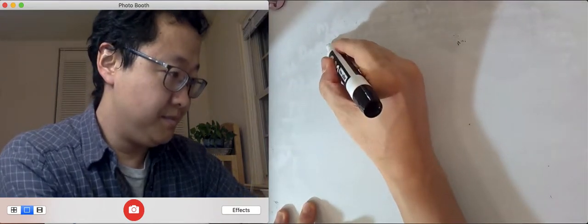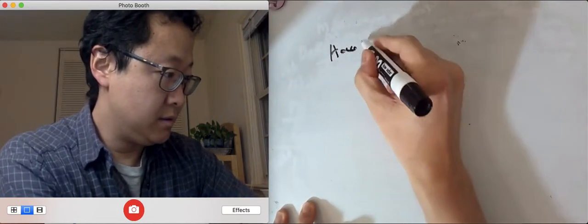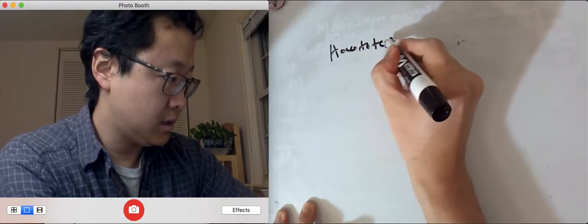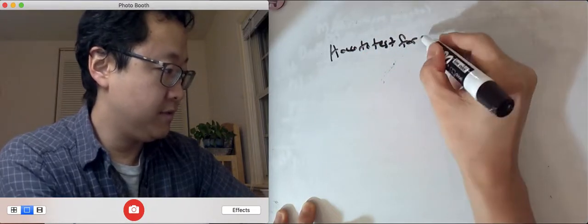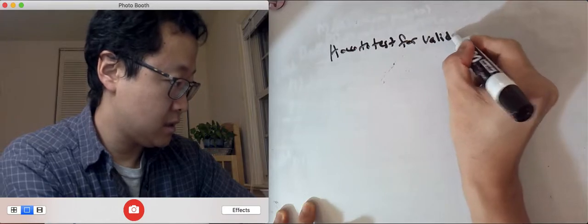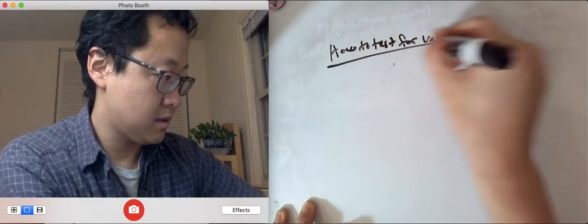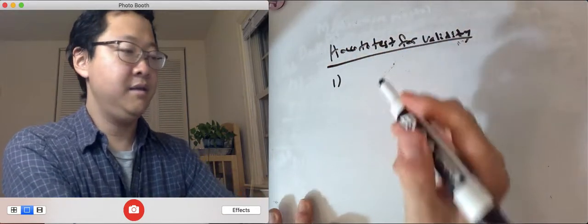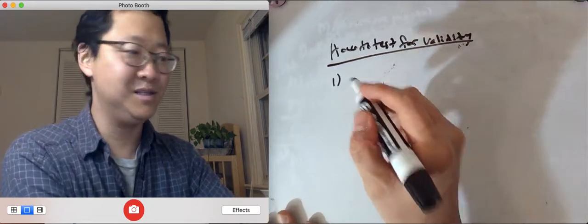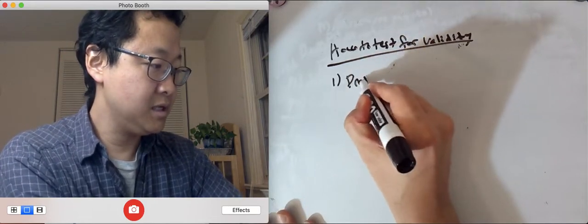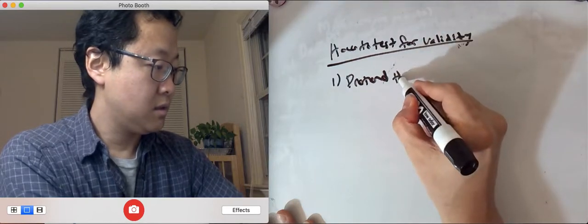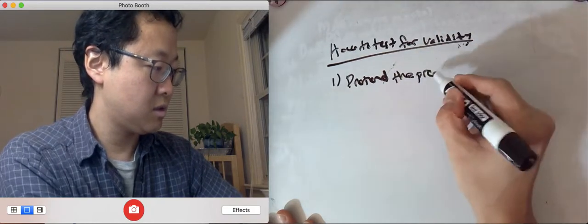Normally when they have things in those little boxes, it's a little bit extra important. So I'm going to write these on the board. So, how to test for validity. Okay. And the first thing you do is they talk about is pretend the premises are true.